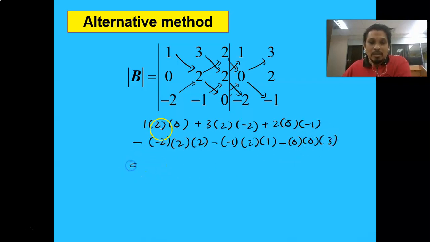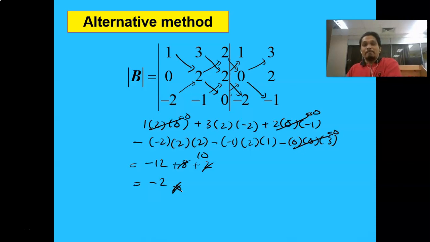So this is 0, 0, 0. 3 times 2 equal to 6, times 2 equal to 12, negative 12. Minus negative 2 times 2 equal to 4, times 2 equal to 8, with negative, negative becoming positive, 8. Then negative, negative becomes positive, 1 times 2 equal to 2. So 8 plus 2 equal to 10. So negative 12 plus 10 is negative 2. Yeah, it's still the same.